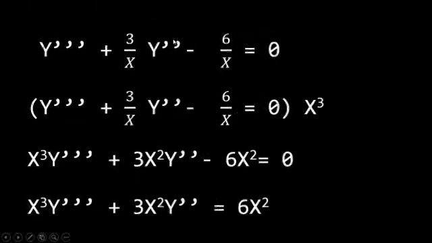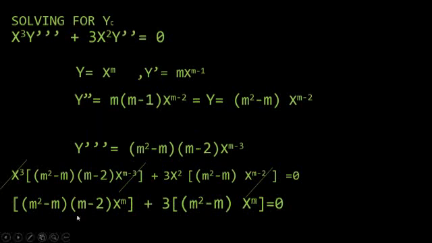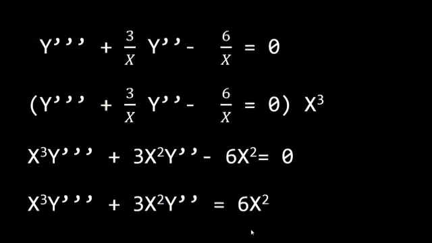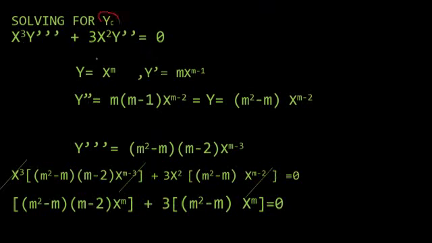We are given this differential equation: y''' plus 3 over x y'' minus 6 over x^3 y equals 0. Multiplying both sides by x cubed, we obtain this expression. Our goal here first is to find the complementary equation, so we equate this to 0 and we will find the value of this m that will satisfy this differential equation.